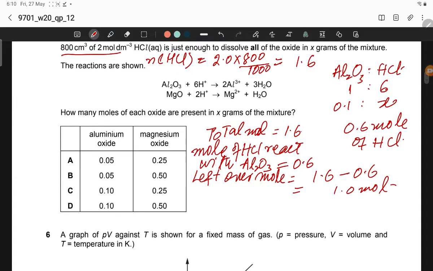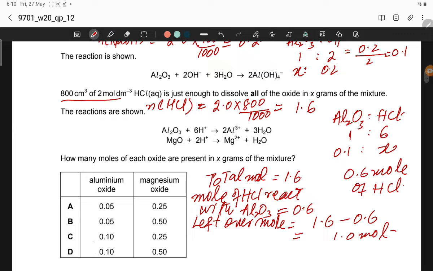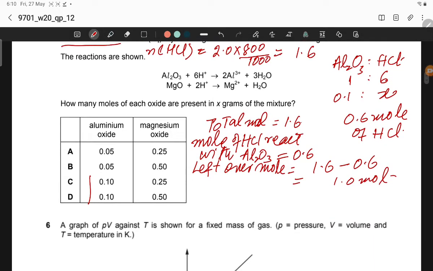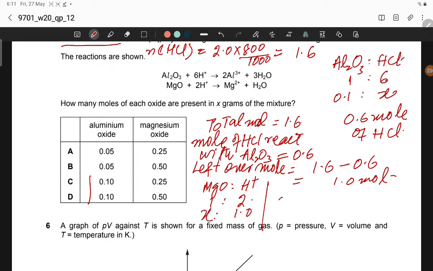Now let's calculate the 0.10 of aluminum oxide is correct. Now let's calculate the moles of magnesium oxide. Magnesium oxide ratio H positive 1:2 and 1:X. X is equal to 1/2, which is equal to 0.50 mole. So this is correct and 0.50 mole. D option is correct.